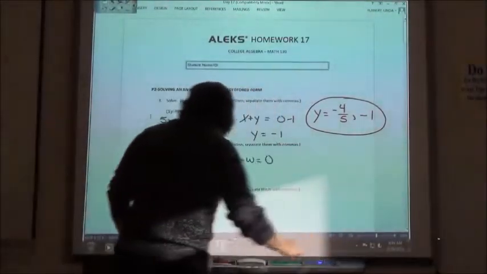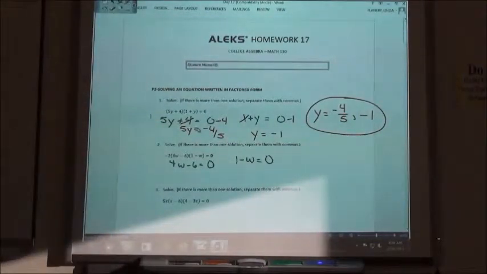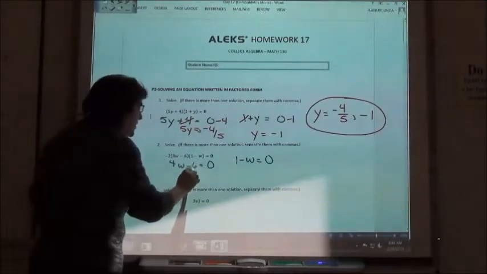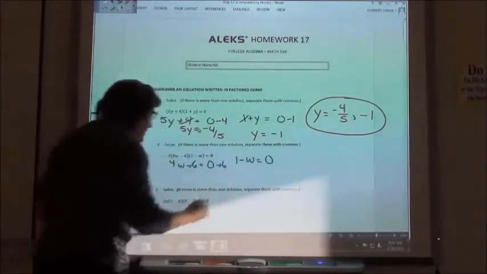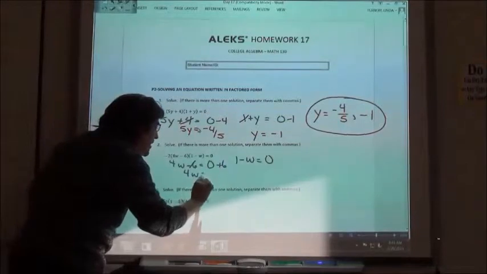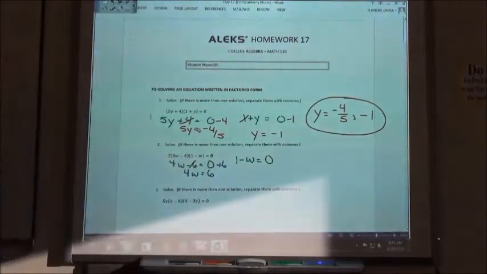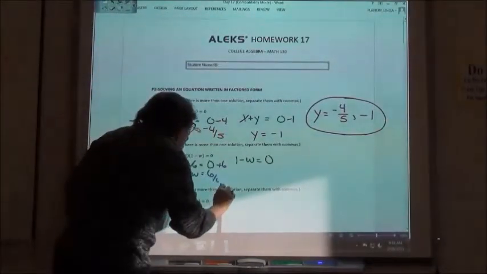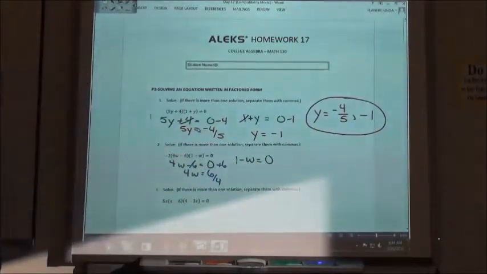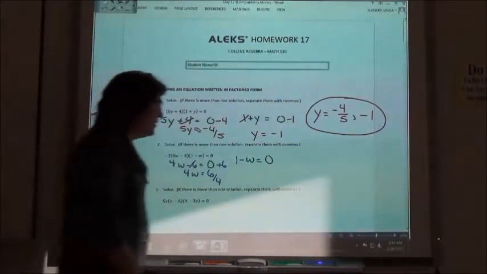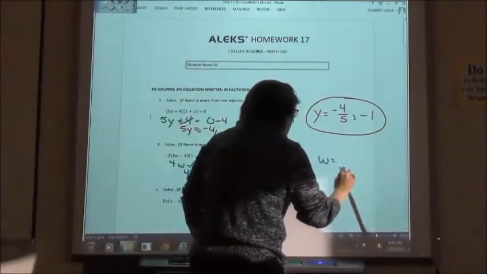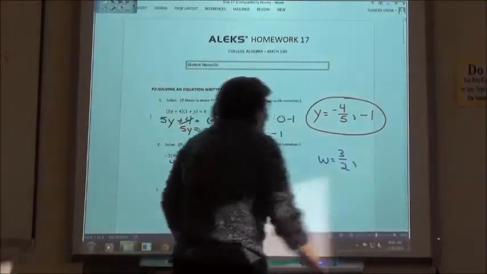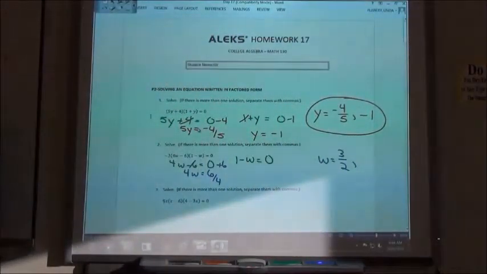So on the first one, if we want to solve that, what should we do? Move your negative 6, so that's going to make it a positive 6. So 4w would equal 6, since 0 plus 6 is 6. And then we're going to divide by 4. Since we have 6/4, we're going to be able to simplify that into 3 over 2, exactly. So there's one of our answers.